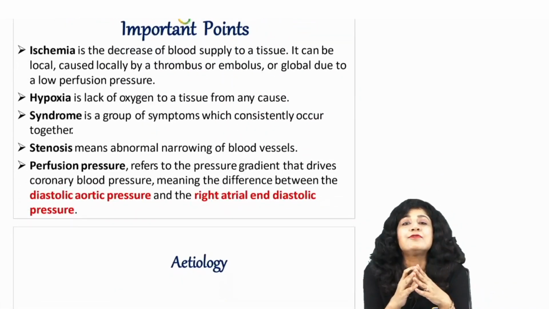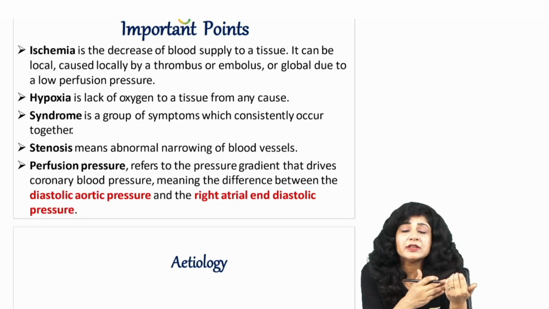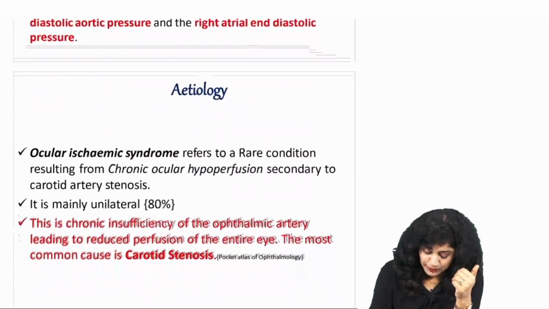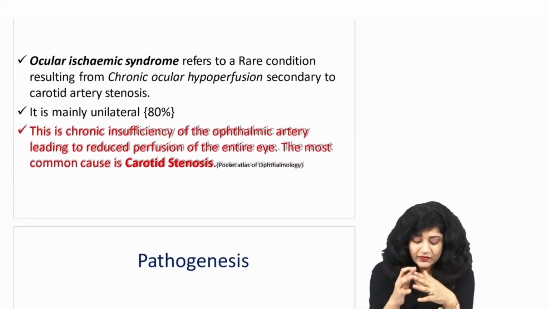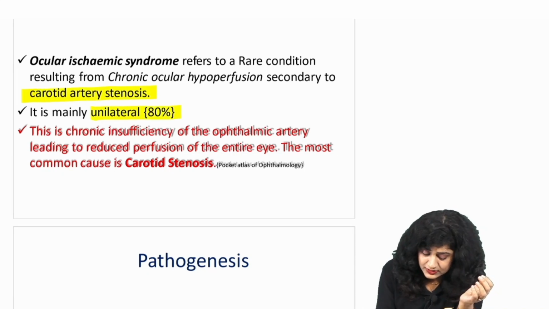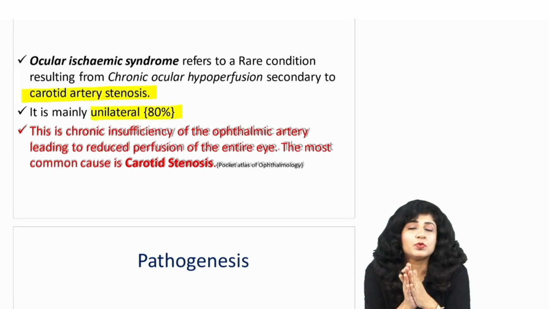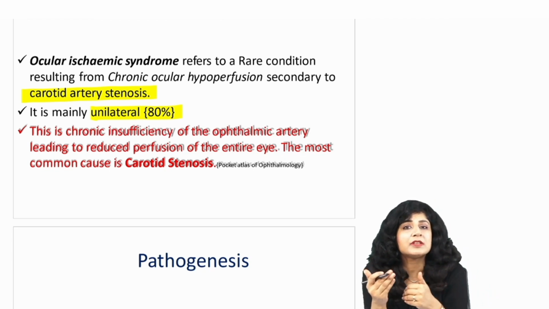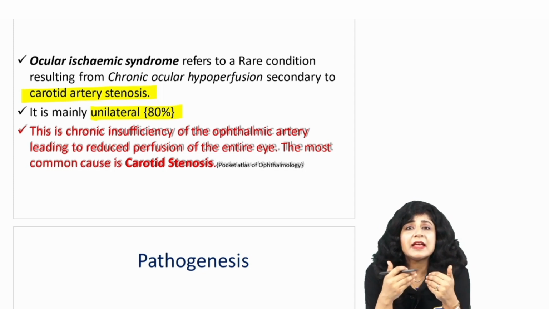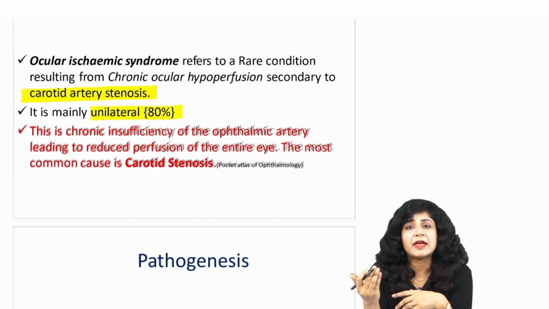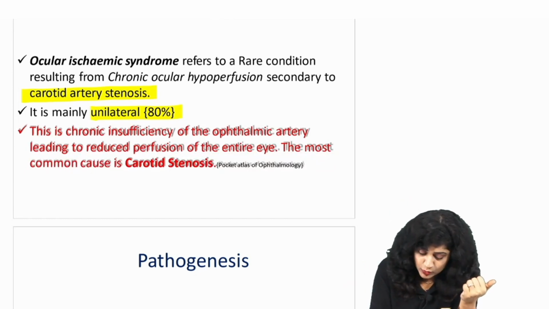So we can have an isolated ocular ischemic syndrome, or we can have it as a part of a syndrome in the body. This is a very rare condition, and it occurs secondary to carotid artery stenosis. 80% of the time it's unilateral. Now again, in the question, when you have to decide which syndrome it is, it plays a role whether it's unilateral, bilateral, acute, or chronic. So all these things play into it. Most of the time it is actually unilateral, right?